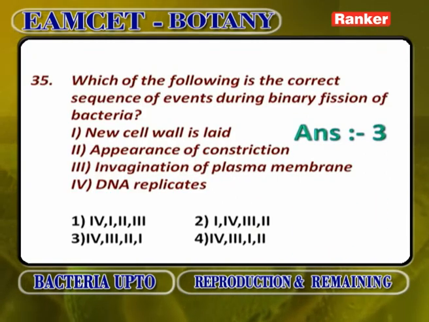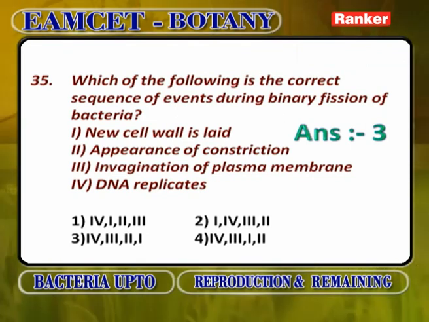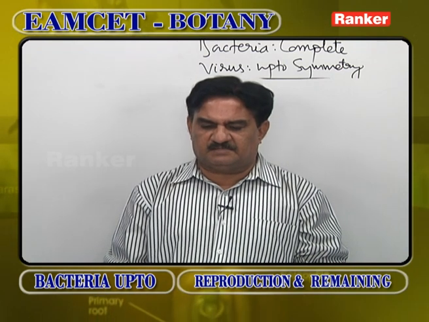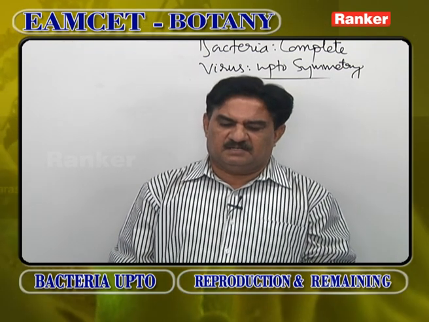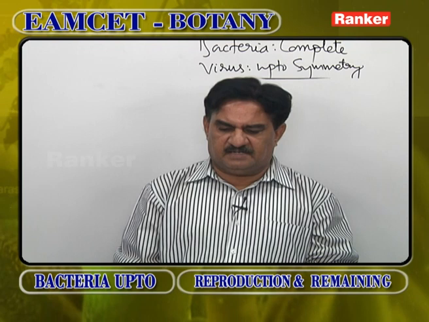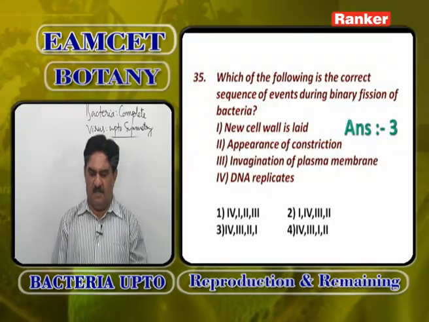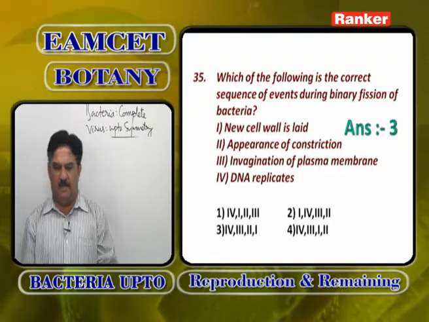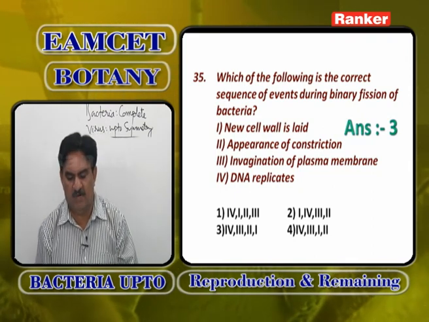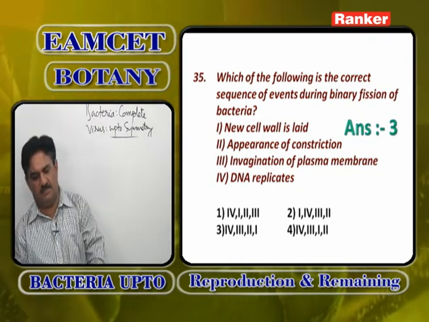Which of the following is the correct sequence of events during binary fission? New cell wall is laid, appearance of constriction, invagination of plasma membrane, DNA replicates. First, replication of DNA takes place, then invagination of plasma membrane occurs, then appearance of constriction occurs, then new cell wall is laid. It is the correct sequence. So, the third one, 4, 3, 2, 1.